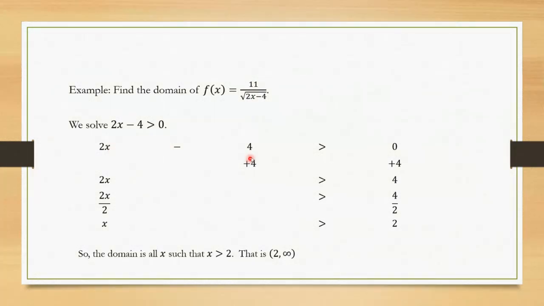So we have 2x minus 4 greater than 0. We have this inequality that we want to solve. We want to get x all alone, so we're going to add 4 to each side, and we get 2x greater than 4. That's good. But now we want x to be all alone, so we divide by 2. And when we do that, we have x greater than 2.